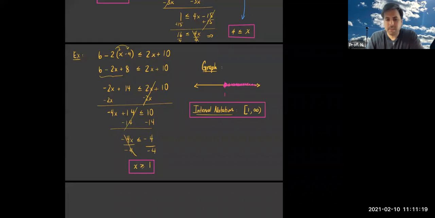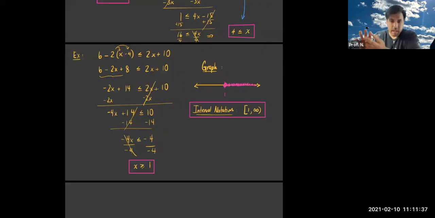Why do I subtract? Because if I subtract 2x on the right side, 2x minus 2x is 0x, 0. It goes away. It disappears. And that's what I want. I want it to disappear from the right. I want the x's to disappear on the right side.